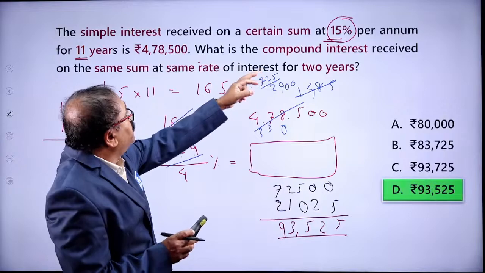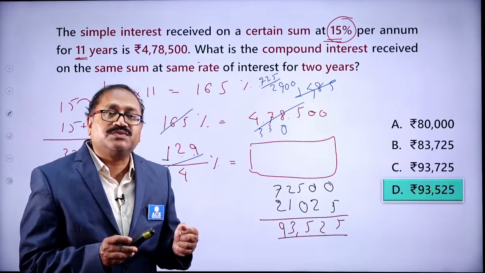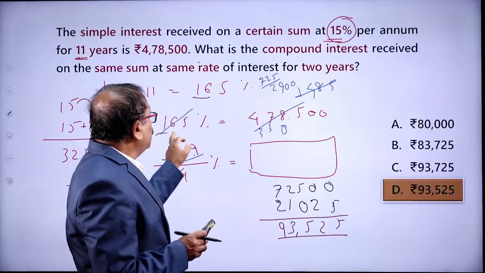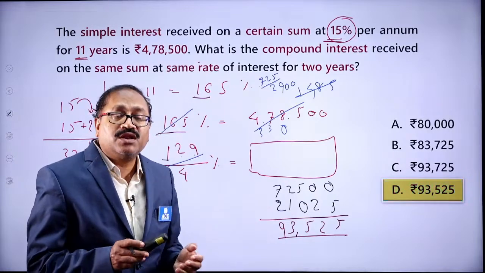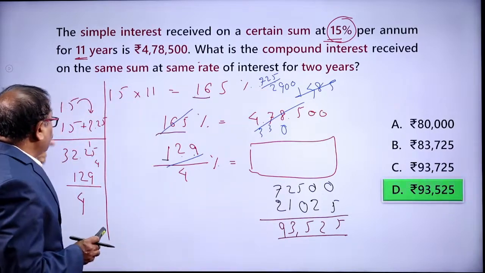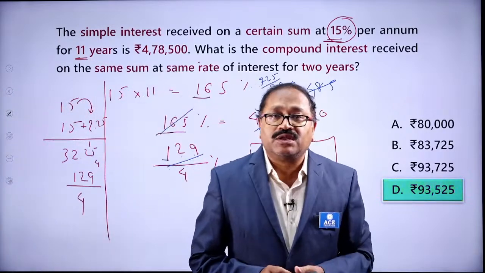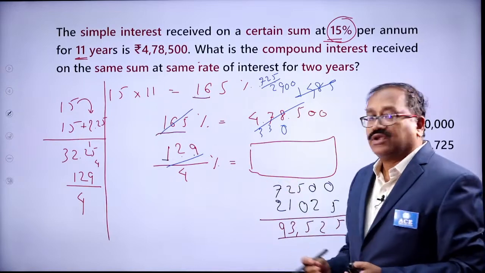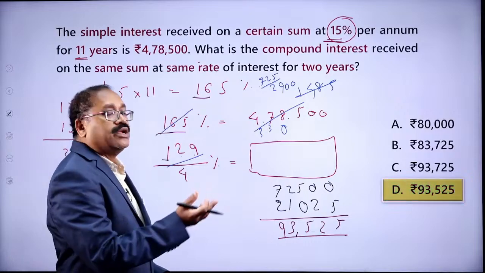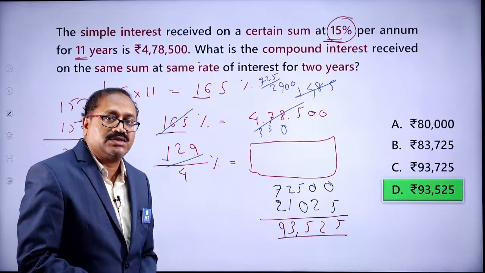So it's a very basic concept. What is the basic concept? 15% I know, and 11 years. It's a simple interest, so simply multiply this 15% into 11. I got 165. So 165% is already given to us here. What I need to find out is the compound interest for 2 years. So for 1 year if it is 15%, for 2 years it is 32.25%, which is 129 by 4%. So calculate the 129 by 4. Over. If you have any doubt, please remind me. Go back to the video and you can watch it again.